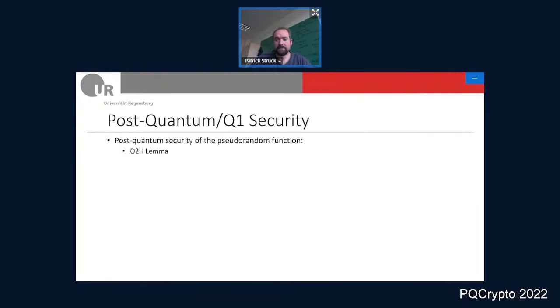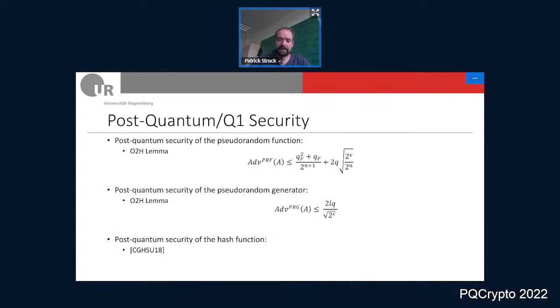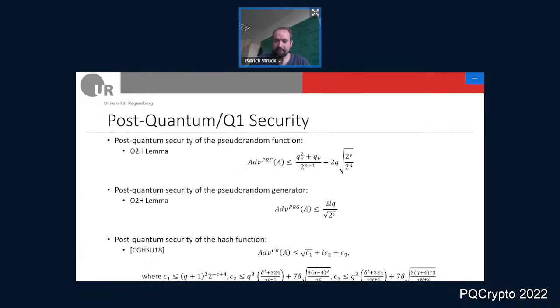And for this, so for the pseudorandom function, the core effectively relies on the one-way to hiding lemma, the following bound. And similarly we get for the pseudorandom generator, also relying on the one-way to hiding lemma, we can bound the security. And then finally, for the hash function, we can use prior work by Tchaikovsky et al., which gives this slightly more complex bound, but also shows security for this construction. And this as a whole then, with the other proofs, gives a post-quantum security of the whole AE scheme.